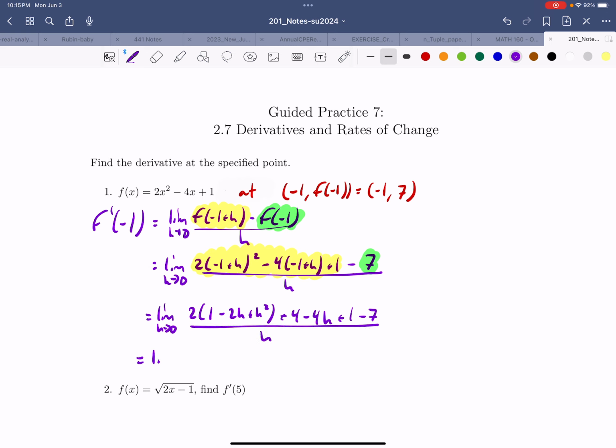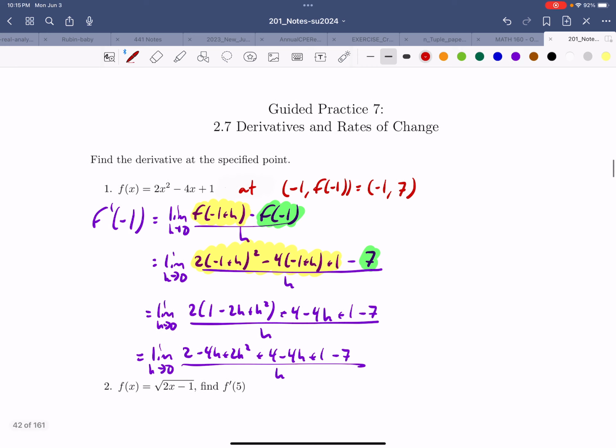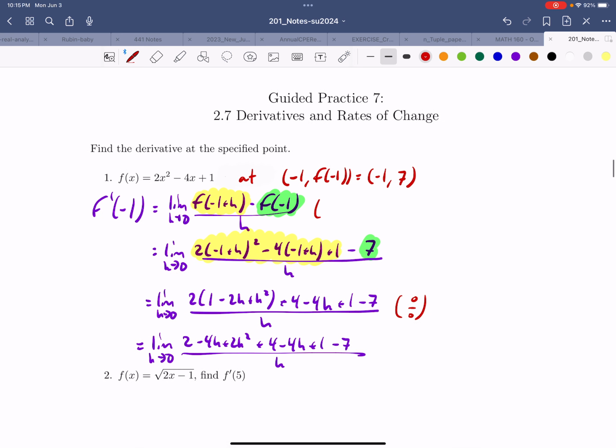All right, and then this just requires even more simplification. Sometimes my h's are going to look like l's, right? They're h's. 2 minus 4h plus 2h squared. All right, I distributed this 2. Plus 4 minus 4h plus 1 minus 7 all over h. Now, at this point, remember what we did last time? We know that we've got a 0 over 0, right? We know that that's a problem. We could have noticed that right up here, actually.